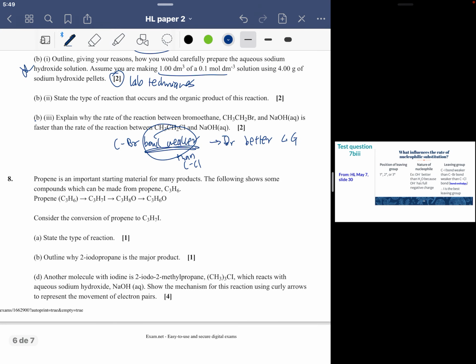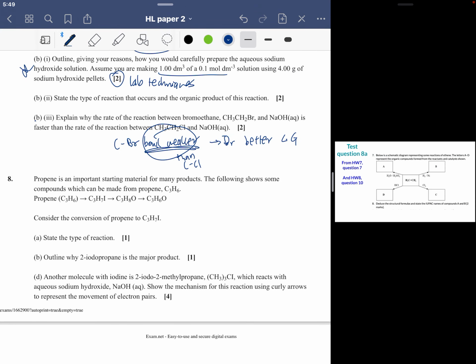All right, last question. Question 8. State the type of reaction in question 8. Well, we actually saw that. Really specifically, we saw that in the little check for understanding that we did, the last check for understanding, and it's actually an addition reaction.